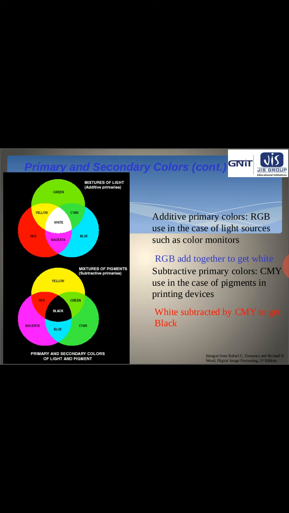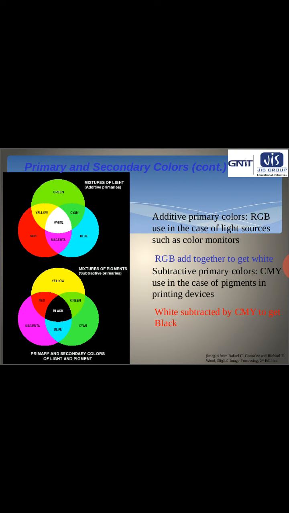So we will take an example of RGB, or red, green, blue. Here additive primary colors are RGB, that means red, green, blue, used in the case of light sources such as color monitors. RGB added together gives white. Subtractive primary colors are CMY, used in the case of pigments in printing devices. White subtracted by CMY gives the black color.